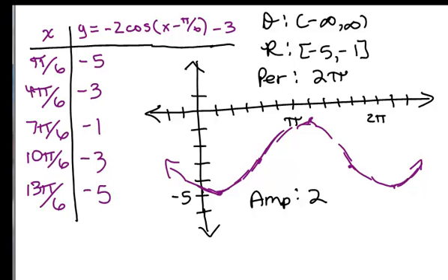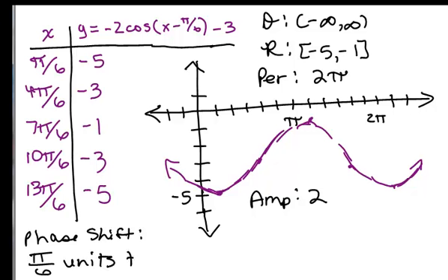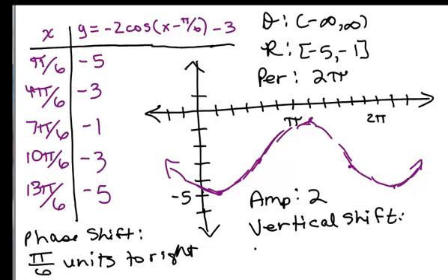All right, and what was the phase shift? Phase shift was pi over 6 to the right. And we also had a vertical shift because of this minus 3. Everything was brought down 3. So the vertical shift was down 3 units.